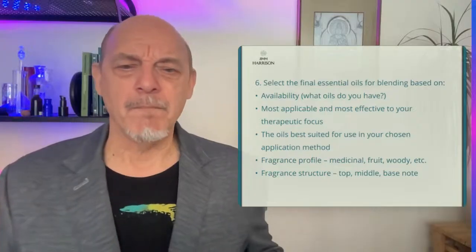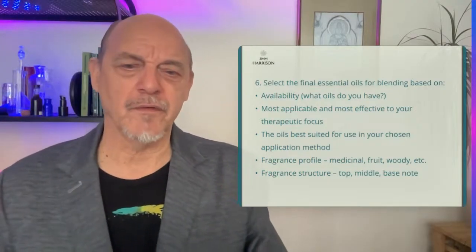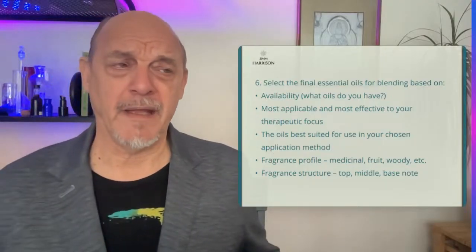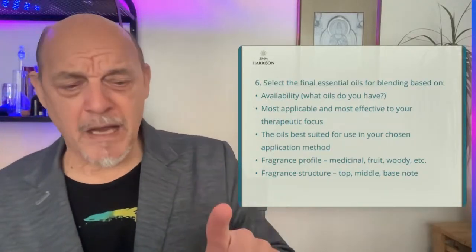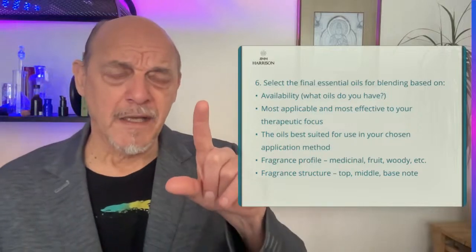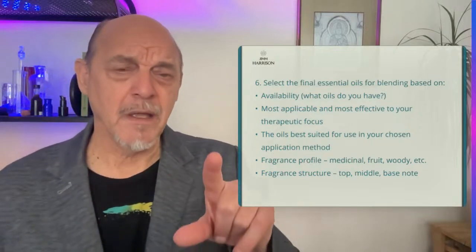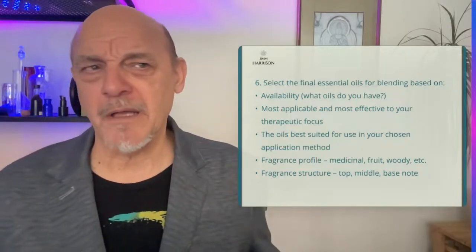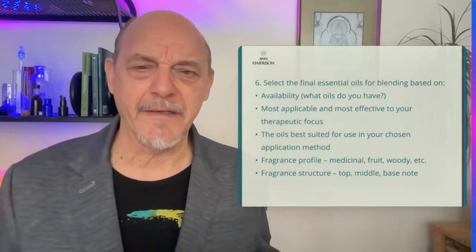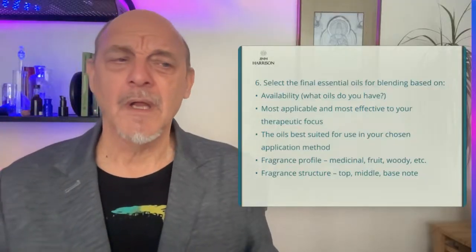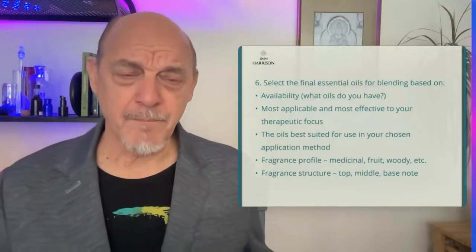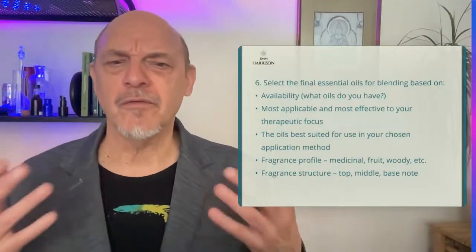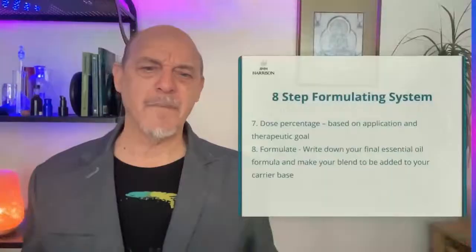Okay, now the oil's suited for the chosen application. So a diffuser formula could be a little different than a skincare formula. Now you have to keep in mind that when you do a skincare formula, it's going to be 1.5%. Okay, and so you want to consider that when you're putting your blend together. Fragrance profile, what do you want it to smell like? If I have the same skin condition, a 40-year-old man, a 15-year-old girl, the fragrance profile is going to be a little different, right? And so you need to consider that. And then fragrance structure, from perfumery, you're doing top note, base note, and middle note.